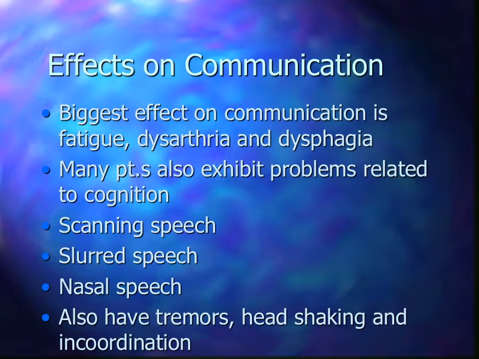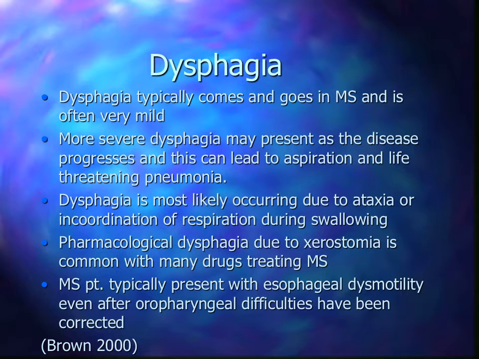So the biggest effects on communication are, as I said, fatigue, dysarthria, and dysphagia. And some of the common symptoms that you will hear with people's speech with MS are scanning speech, slurred speech, and nasal speech. Scanning meaning their prosody and pragmatics are kind of off. Slurred speech due to dysarthria or fatigue, and nasality is very high with this disorder. They also have tremors, head shaking, and incoordination, which can affect a lot of the speech and language.